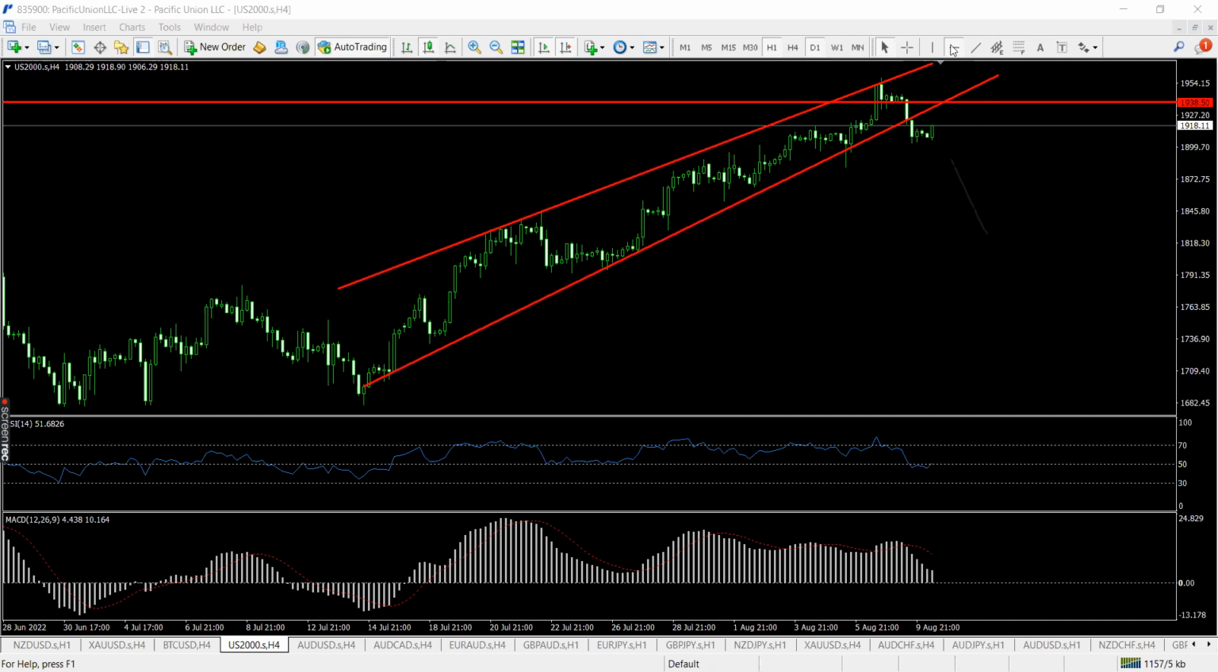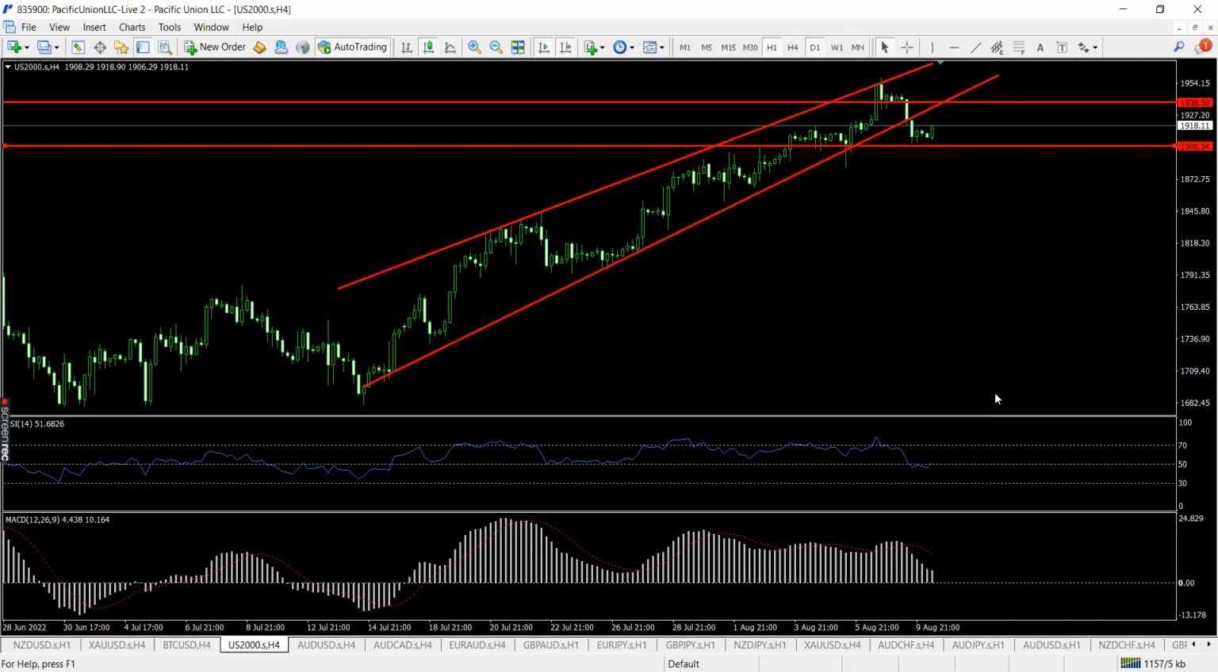If it's any of those patterns, the safest thing we can do is to take this level here, if it's a head and shoulder, as your neckline. Take it as your neckline. So once price breaks below the neckline here, then you can take a sell. So we still remain bearish biased on US 2000. Still going to be a very long sell trade.